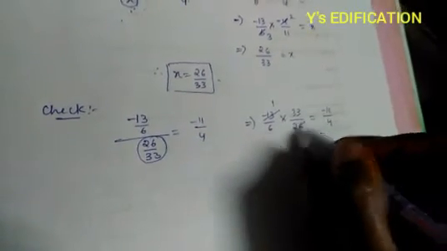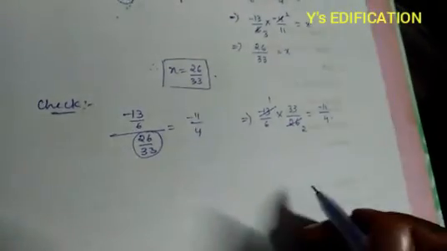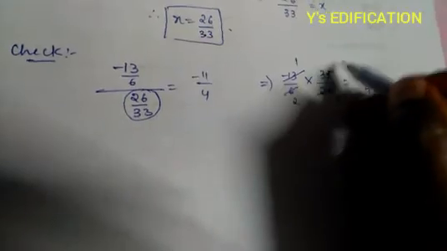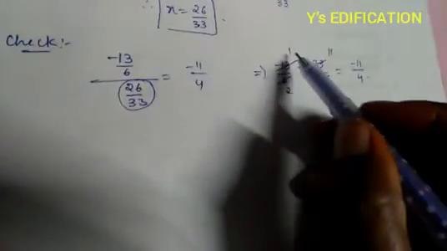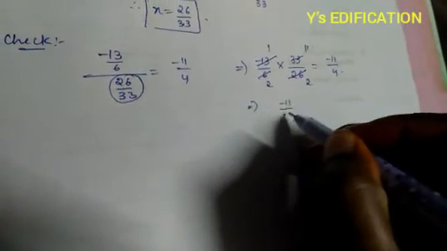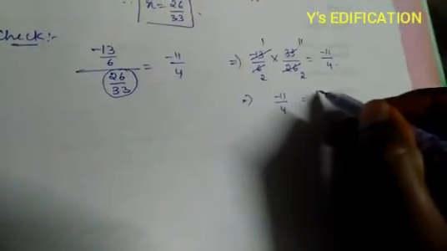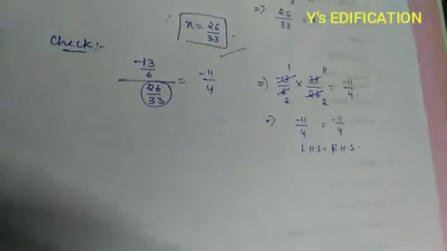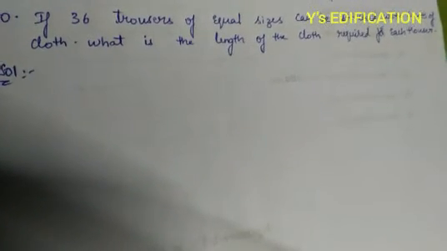13 into 1, 13 into 2. 3 into 2, 3 into 11. Now minus 1 into 11 is minus 11 by 4, 2 into 2 is 4, which is equal to -11 by 4. So both the LHS and RHS are equal. LHS is equal to RHS. So my number x equal to 26 by 33 is the right answer. Okay, what is the next question?